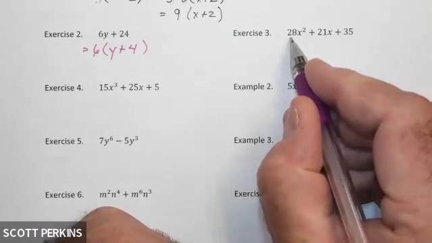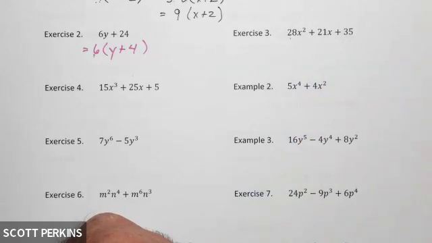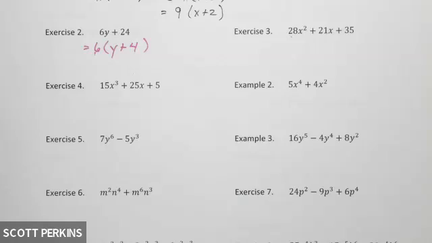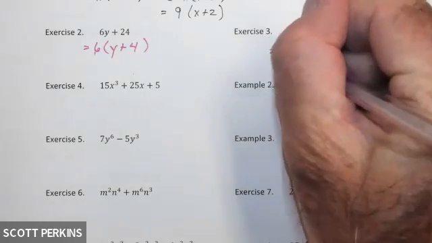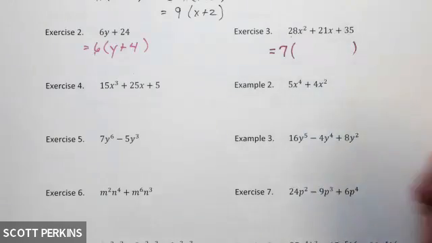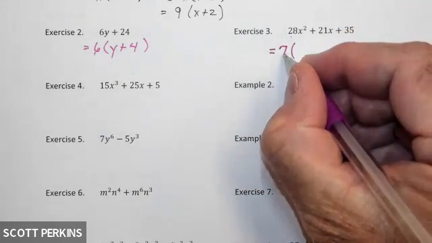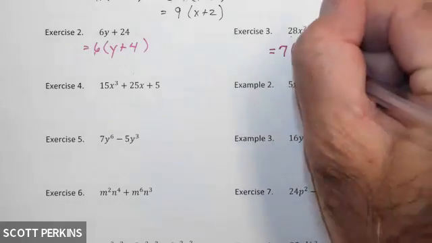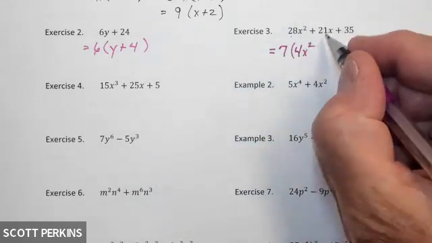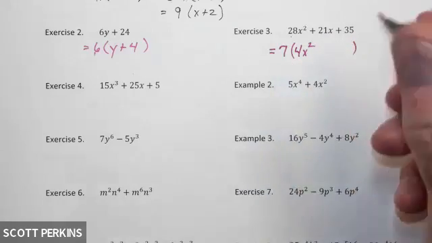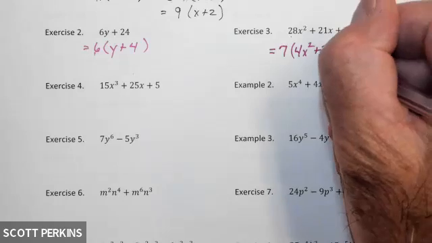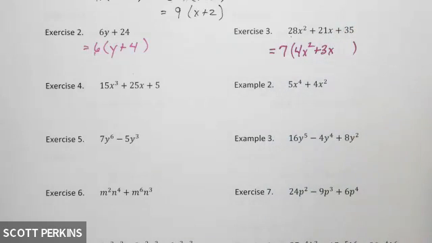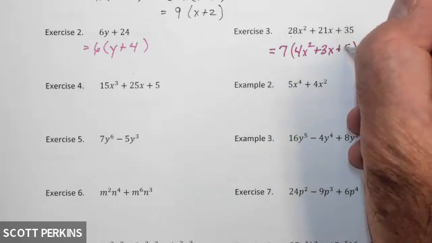All right, between 28, 21, and 35, what's the greatest common factor? Yep, each of them has a 7 that I can factor out. Great. So 28x squared, when I factor out the 7, leaves me what? Perfect. Thank you for that x squared. And 21x divided by 7 leaves me what? Perfection. Wonderful. And then what's my last term? 35 divided by 7 is 5.